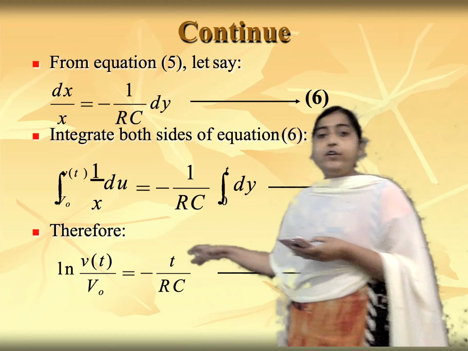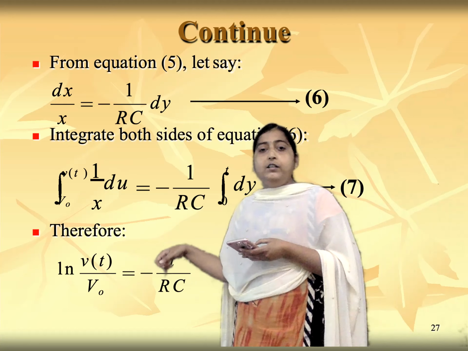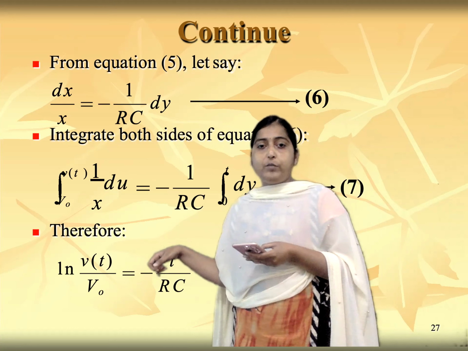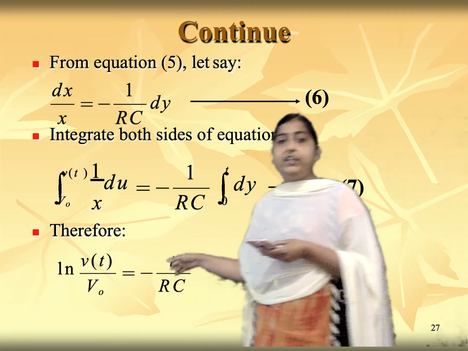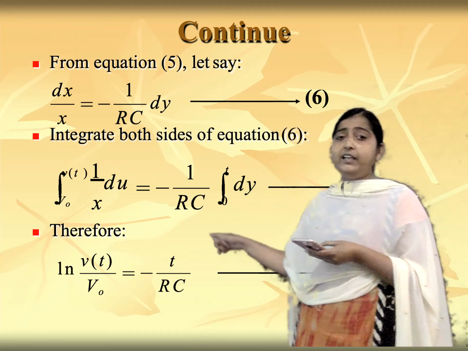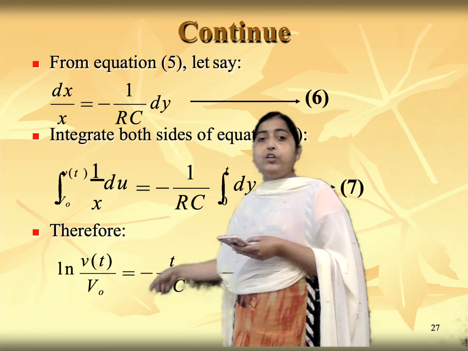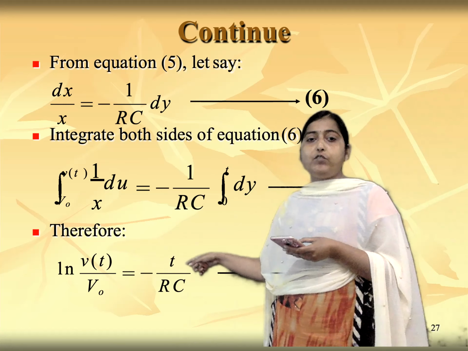So ln of V of t by V naught is nothing but V of t minus V of 0. Now to remove this ln from the equation, we need to take exponential on both sides. Therefore we get V of t divided by V naught is equal to e to the power minus t by RC is the expression we get.